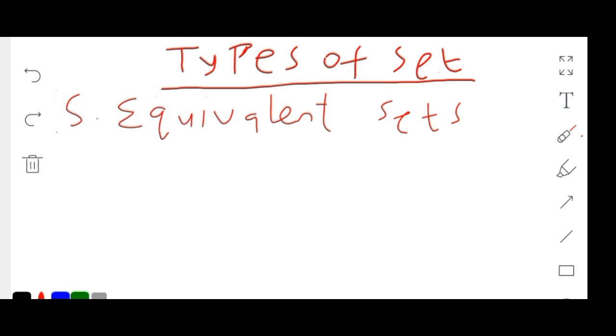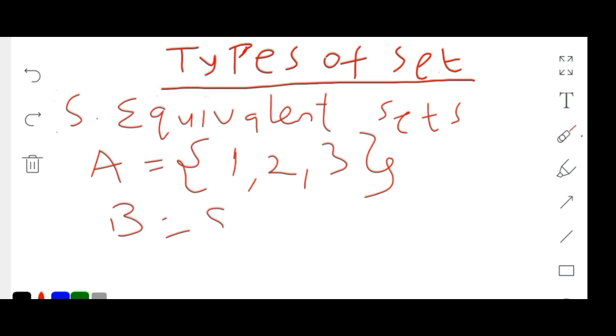So they are sets that have the same number of elements. The first thing you must know is that there will be two sets. Those two sets must have the same number of elements, but not necessarily the same elements. Let me give an example. Let's say A is equal to 1, 2, 3, and B equals to 4, 5, 6. So you can say these two sets are equivalent.